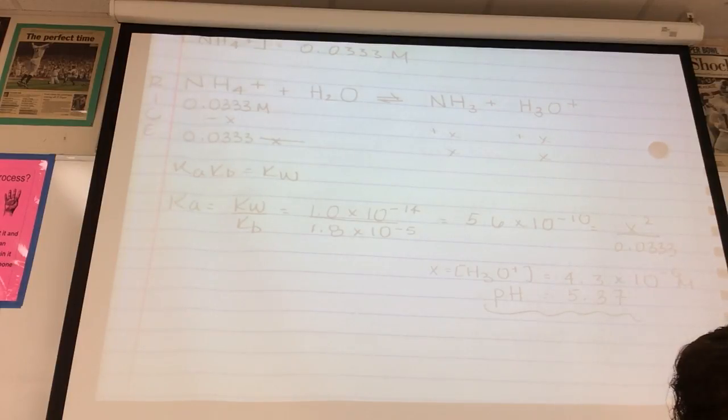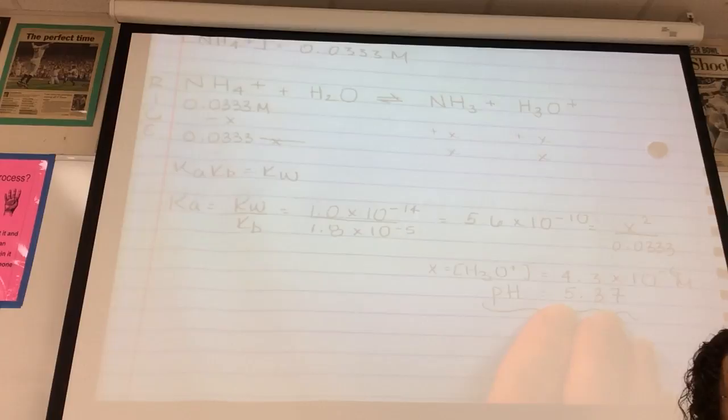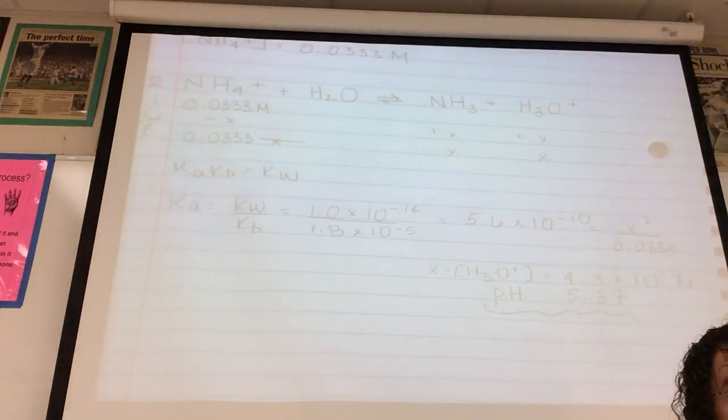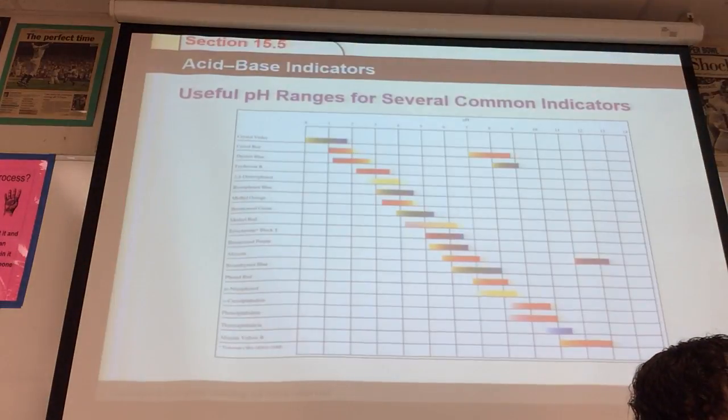The other thing I really want to tie in here, and this you're going to see in your lab: the pH at the equivalence point is 5.37. And the reason why you have to do your pre-lab before you come in is that the actual lab will take well over an hour. So you need to be prepared, and you need to know what indicator to use. So our pH is 5.37.